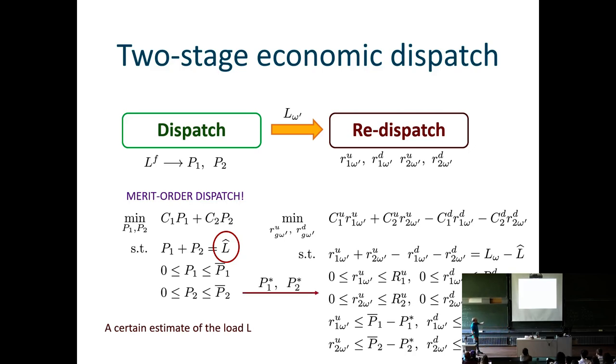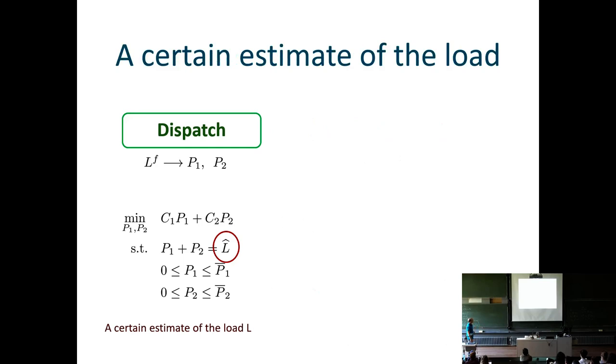This is the process that I explained before. First, we solve the merit order dispatch. The merit order dispatch feeds the redispatch, and then we decide on the regulation of each unit. This is going to be the main topic of our presentation: a certain estimate of the load.